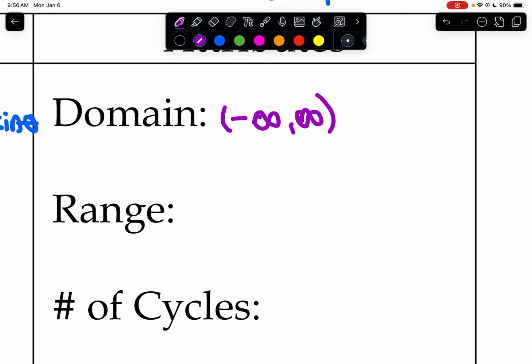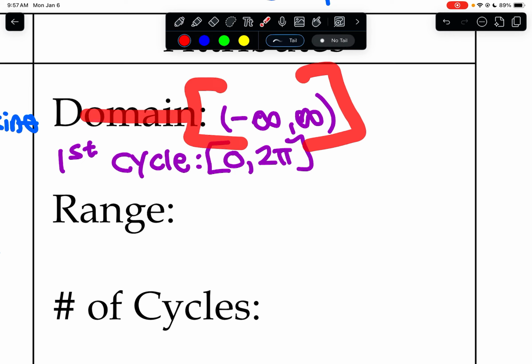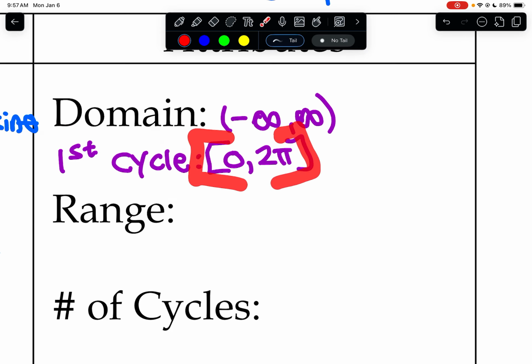Now, if I were to say just the first cycle, that would go from 0 to 2 pi. So just keep in mind what we're really asking for. If I just asked for the domain, you would assume it would be the full thing. But if I am specifically asking for just the first cycle, then you need to make sure that you're using the brackets since it can be a closed interval.